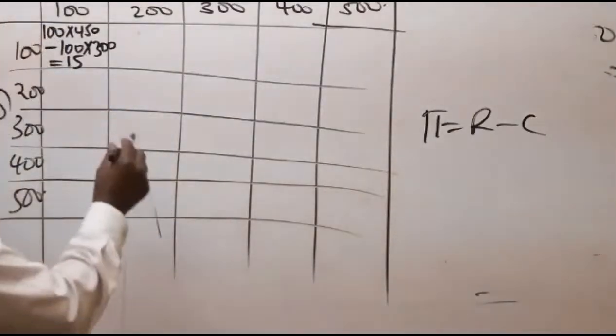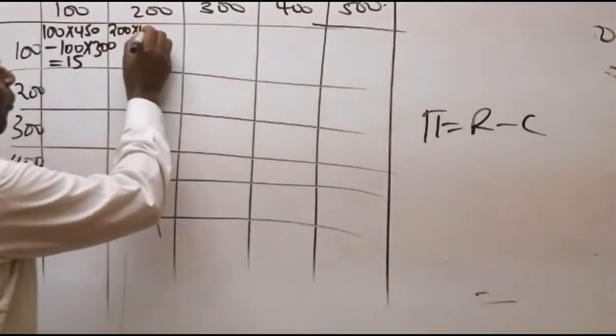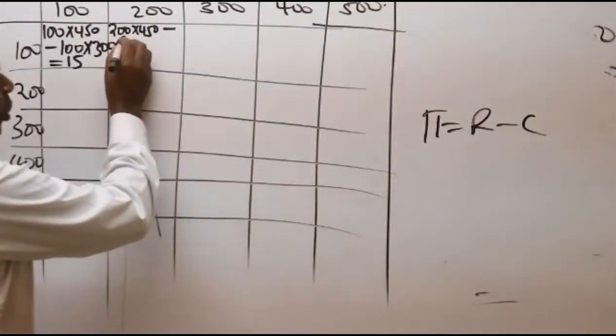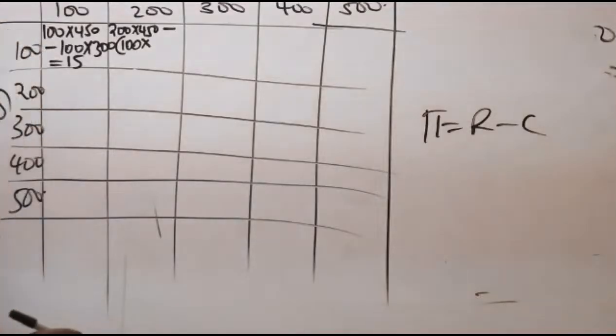So therefore, ladies and gentlemen, my revenue here will be based on 200 times 450. And then minus, look at the cost. The cost, we have the first batch of 100, the first batch of 100.